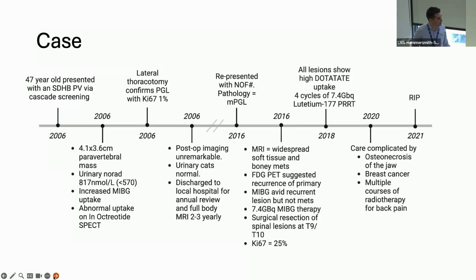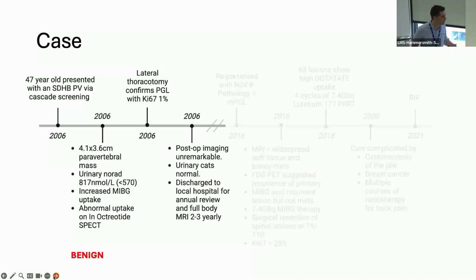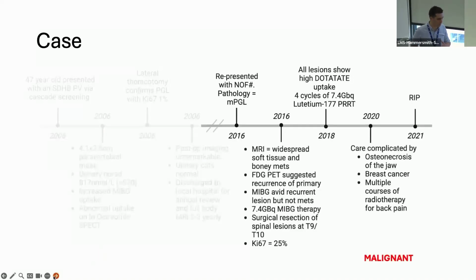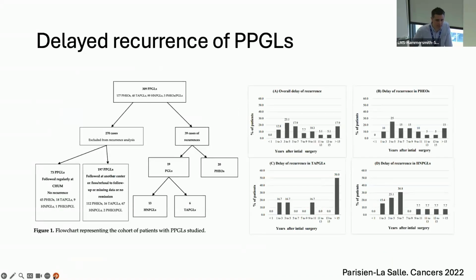And I point this case out because it nicely demonstrates this kind of dichotomy within PPGLs where you have this incredibly benign appearing course at presentation, followed by a rip-roaringly aggressive course after recurrence and metastatic disease. Also, there's this 10-year window of apparent complete remission. And this lady had her screening, she had her MRI scans, everything was clear, and she just represented with this incidental metastatic disease. And that's not that uncommon in PPGLs, whereby you have this period of remission.